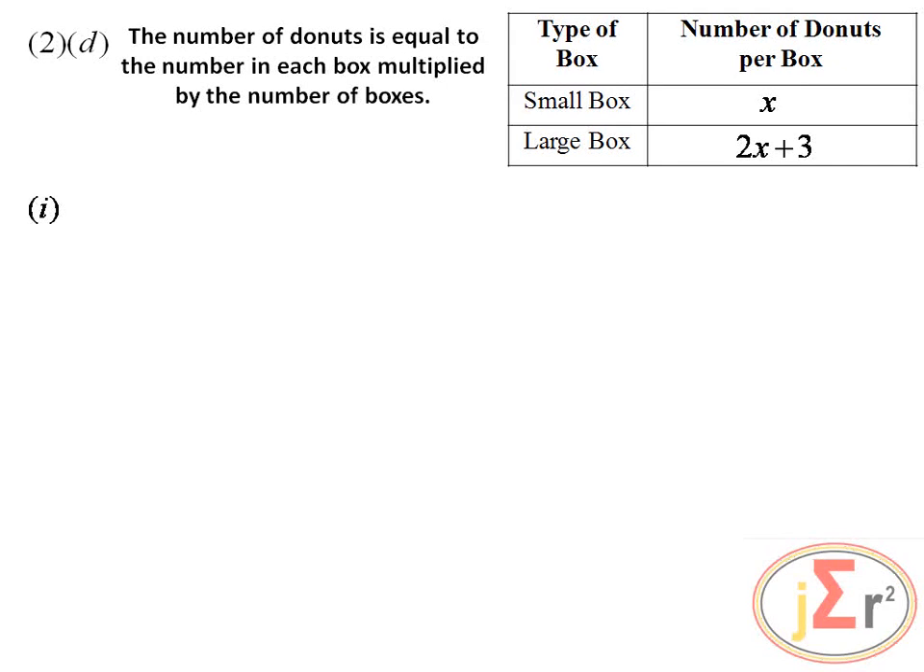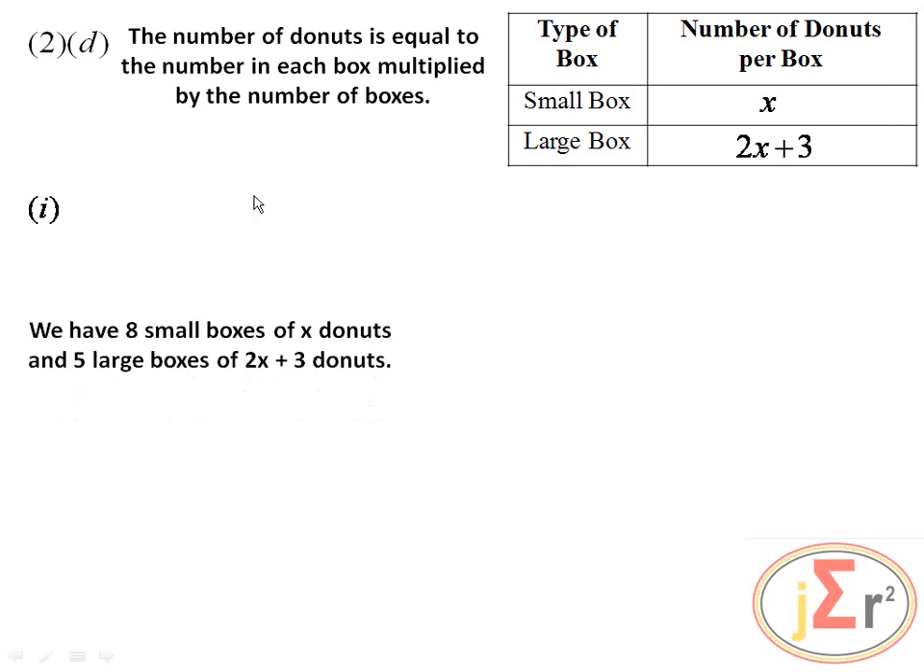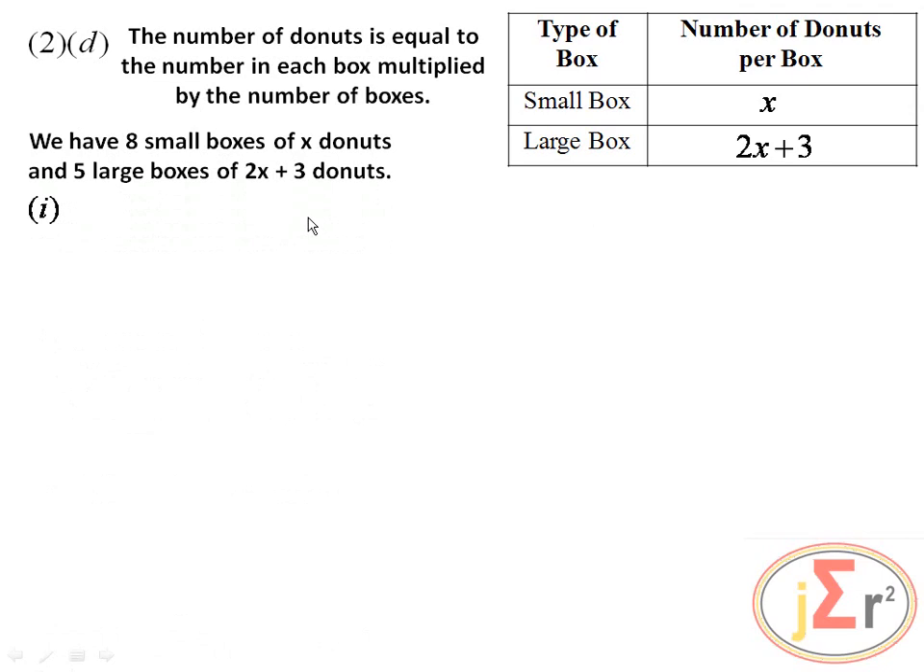The number of donuts is equal to the number in each box multiplied by the number of boxes, and we will see in a short while the number of each box. We have 8 small boxes of x donuts and 5 large boxes of 2x plus 3 donuts.